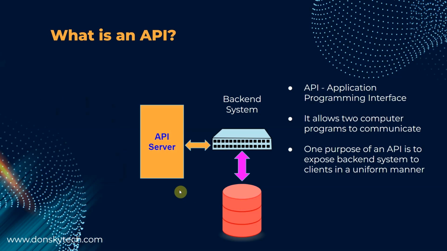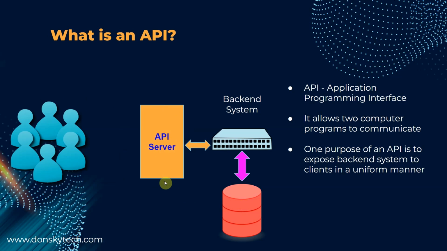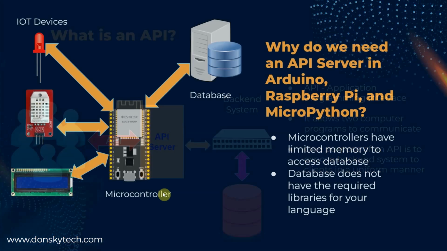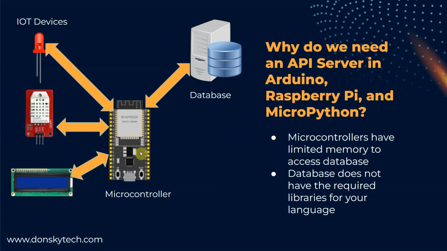We can introduce the concept of an API server that exposes certain rules on how to access the data and adds authorization on who can access it. The users of our system would begin interacting with our API server through a set of rules that we expose, called an API. So, why do we need to set up our own API server if we want to interface with a database using our Arduino, Raspberry Pi, and MicroPython code?